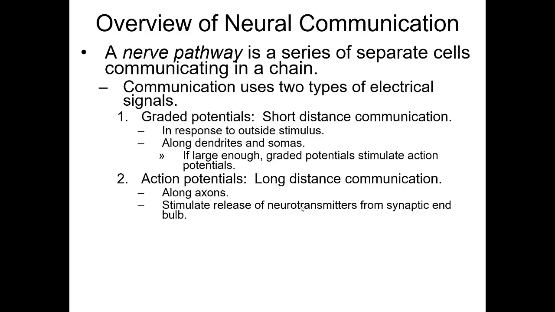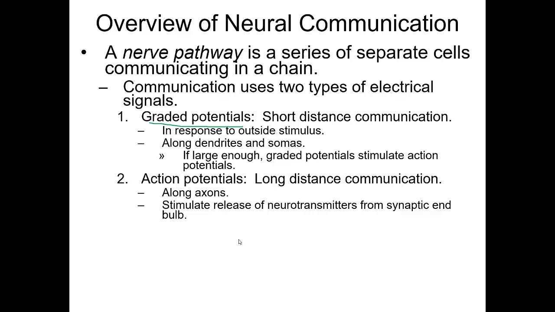Now this is setting down a foundation for what I'm going to cover in the next part of this chapter, neural communication. Whenever an action potential or a signal is going to happen, there are two types of electrical signals. One is referred to as a graded potential. A graded potential is short distance communication. Now, at any given point, you are exposed to a lot of stimuli.